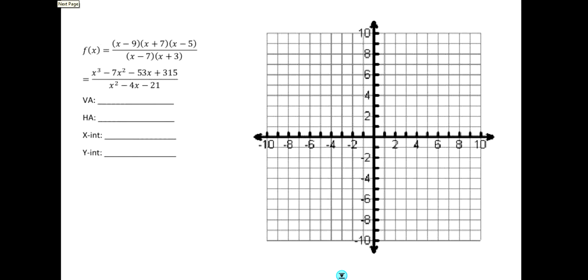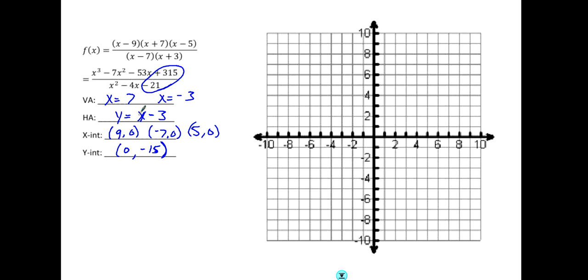So again, I've already given it to you with everything distributed out. So our vertical asymptotes are at x equals 7, x equals negative 3. X-intercepts at 9, negative 7, and positive 5. And if you look right here, that is our y-intercept at 0, negative 15, because it does reduce to negative 15. And our slant asymptote is y equals x minus 3. Okay?